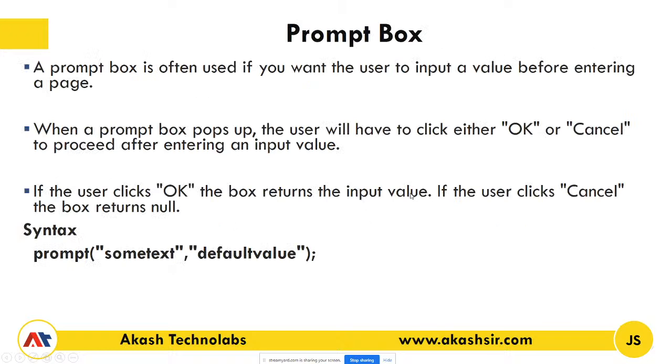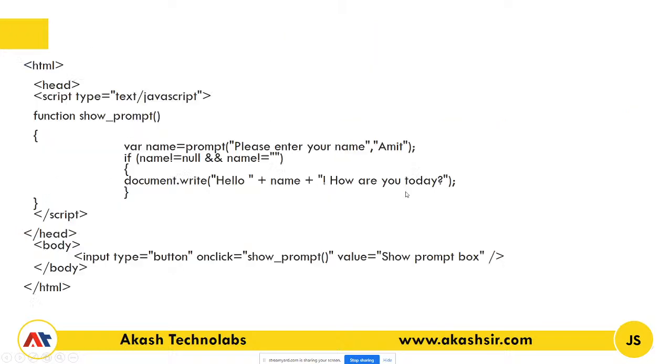Okay. Then prompt box. Let's say you want to take a value from the user. Here you can see a variable name equals to prompt, please enter your name. The user will enter some name and it will be stored in the variable name. Then make sure the name has some value. For that you can check the condition not equals to null, not equals to blank, and once it is done, you can print hello name, how are you, right?